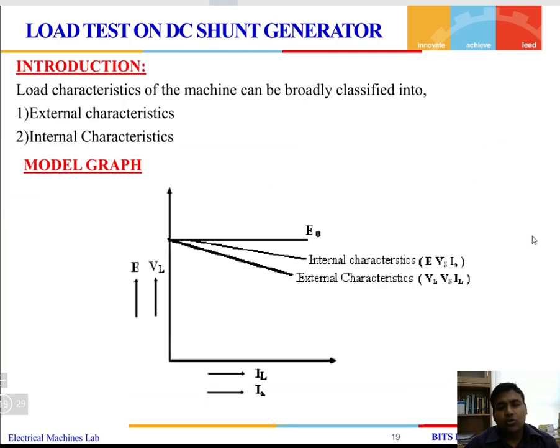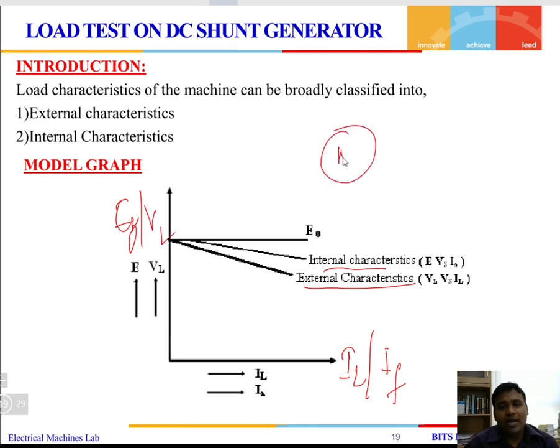So we will obtain the load test. In the load test, there are two characteristics. One is the internal characteristic and another is the external characteristic that you have to obtain after performing this experiment. Again, on the x-axis you will have the load current or field current, and on the y-axis you will have the generated voltage or the terminal voltage.